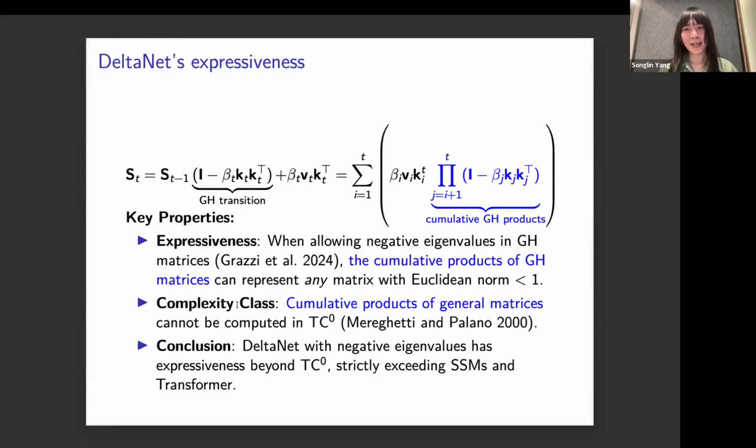And there is a classical conclusion from complexity theory that the cumulative product of general matrices cannot be computed in TC0 time. So this is why DeltaNet with negative eigenvalues has expressiveness beyond TC0. Yeah, I discussed it with several folks, and we came up with this conclusion. Cool.